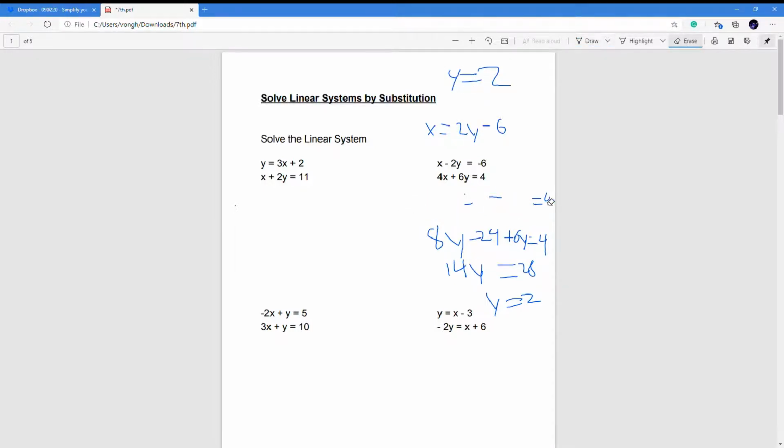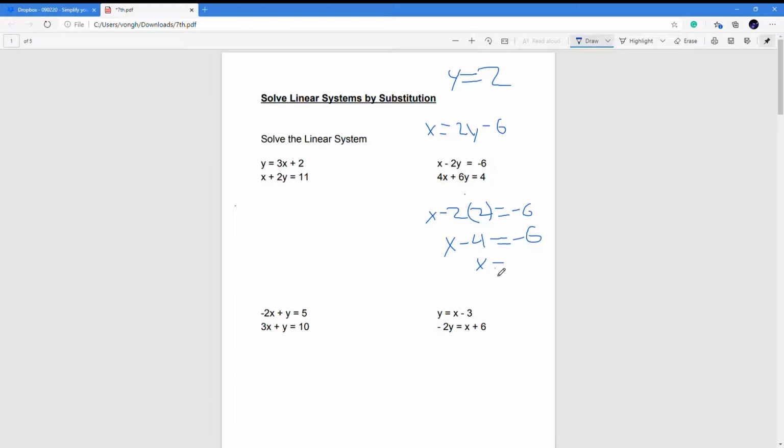Now we're going to use that value and solve for x, just like last time. Let's use this equation again. So we have x minus 2y equals negative 6. We know the value of y, so we just plug it in. So x minus 2 times the value of y, which is 2, equals negative 6. We simplify it again, we get x minus 4 equals negative 6. Add 4, we get negative 2. Now we have x equals negative 2. Now we found both values.